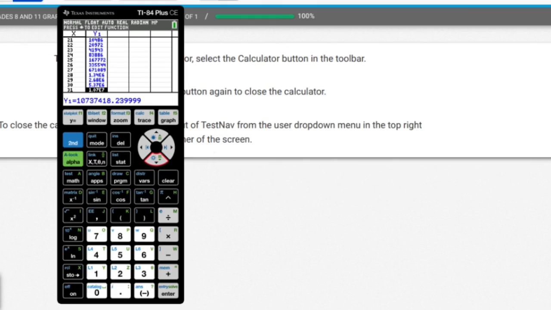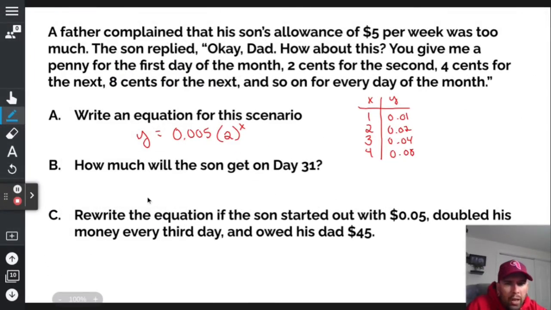Oh, let's write that down. Oh, that turd. He tricked us. He tricked us to the tune of $10 million. Holy cow. $10,777,418. And let's not forget the 24 cents.